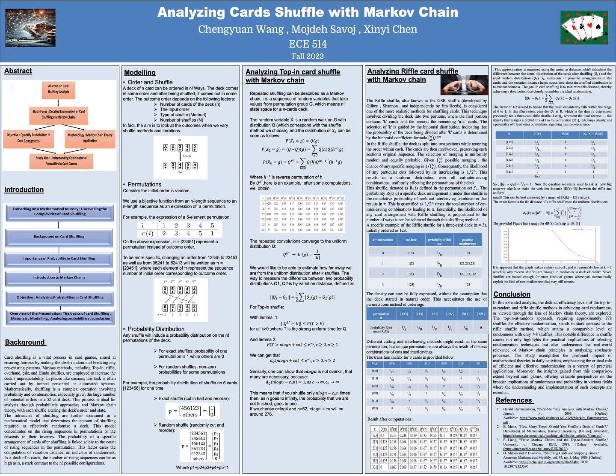It is clear that after 7 riffle shuffles we are very close to the uniform distribution, but the identity is still the most likely permutation. The final results show the exact formula for the distance to the uniform distribution after k riffle shuffles, provided below. It is apparent that the graph makes a sharp cutoff and is reasonably low when k is equal to 7, which is the reason that 7 shuffles are enough to randomize a deck of cards.